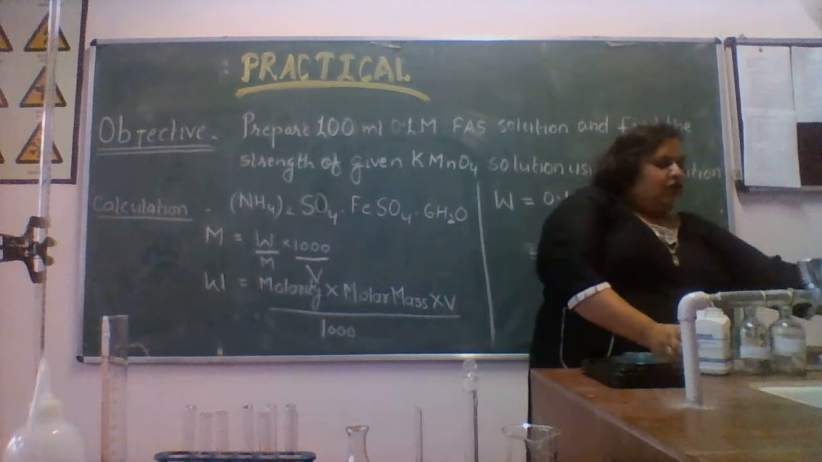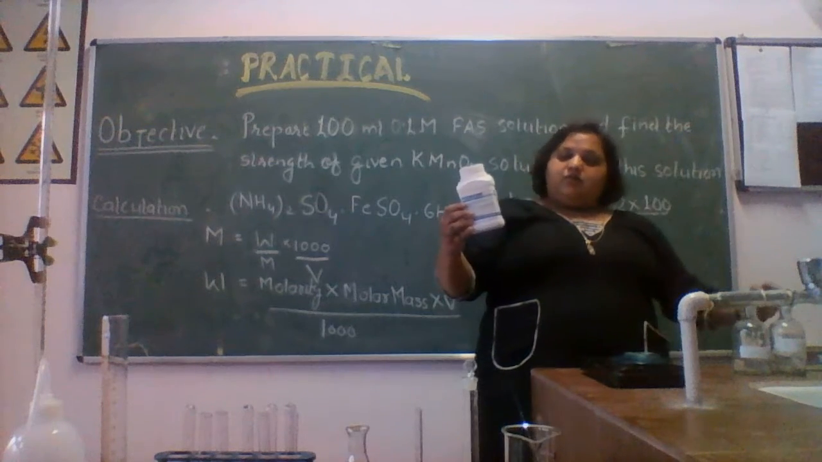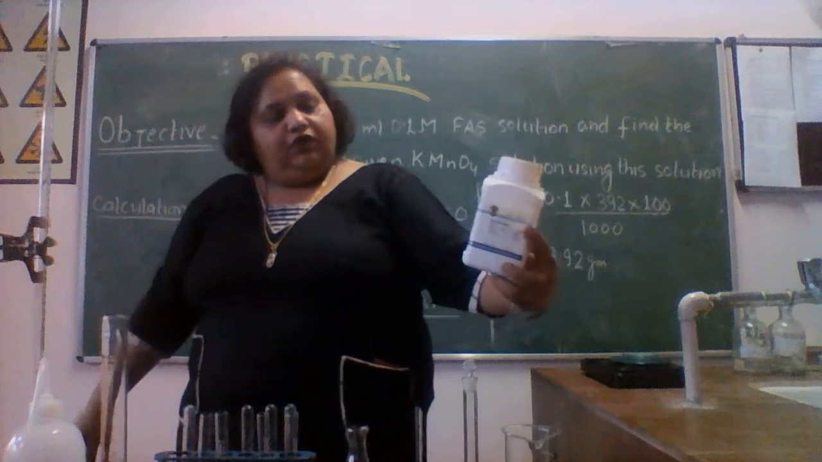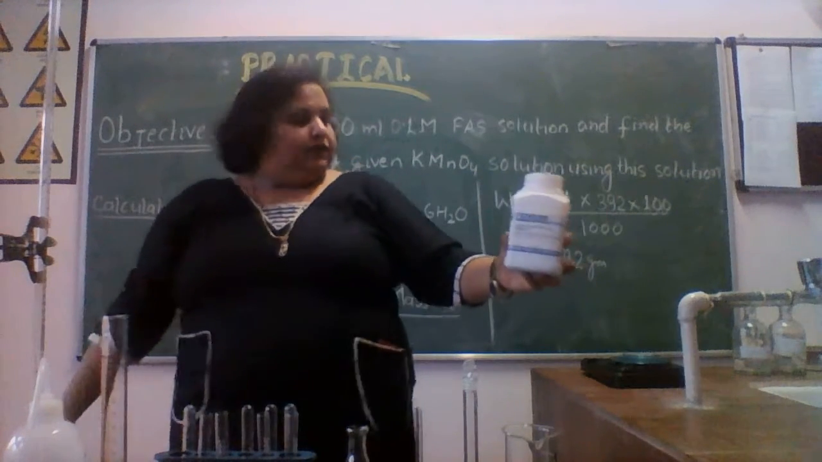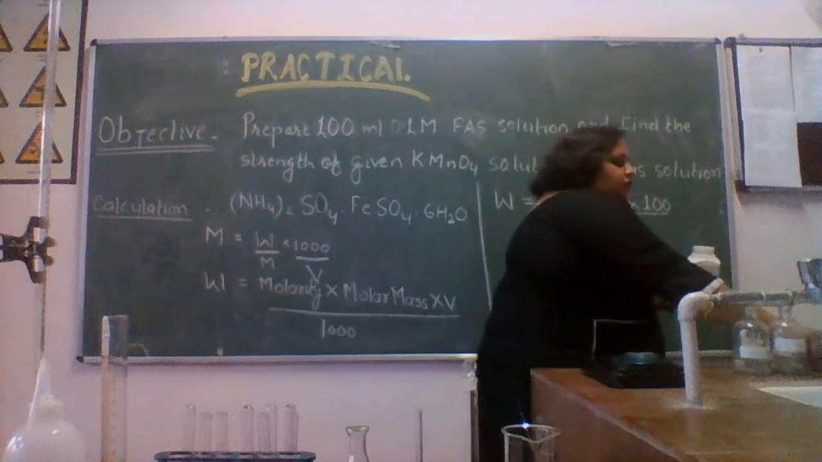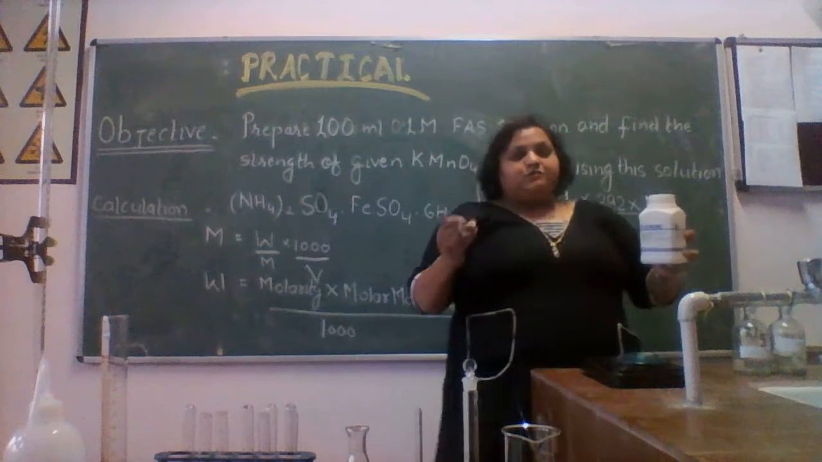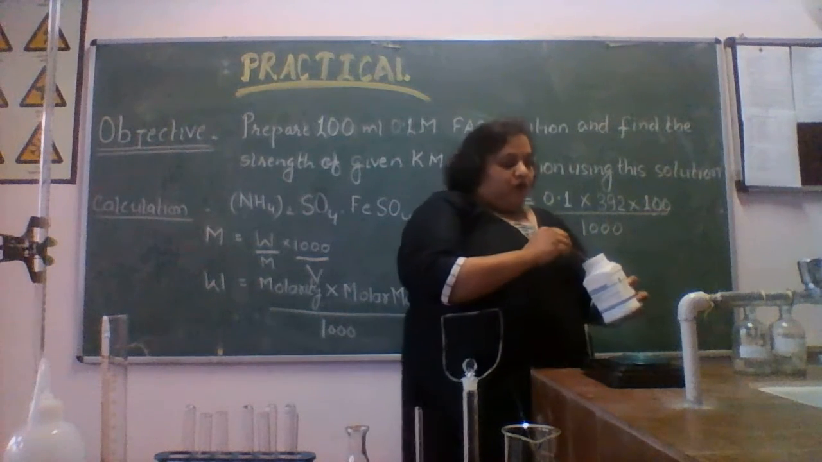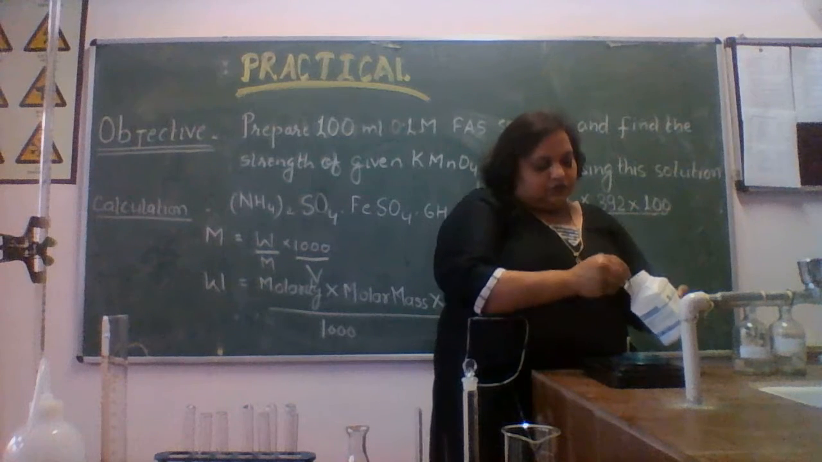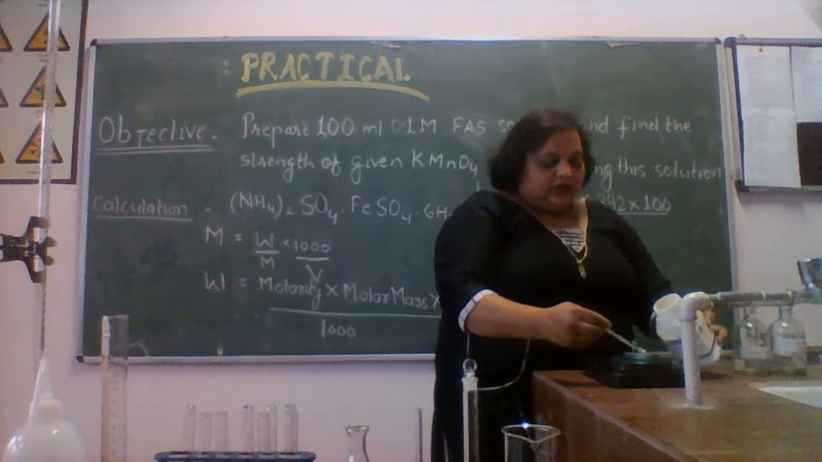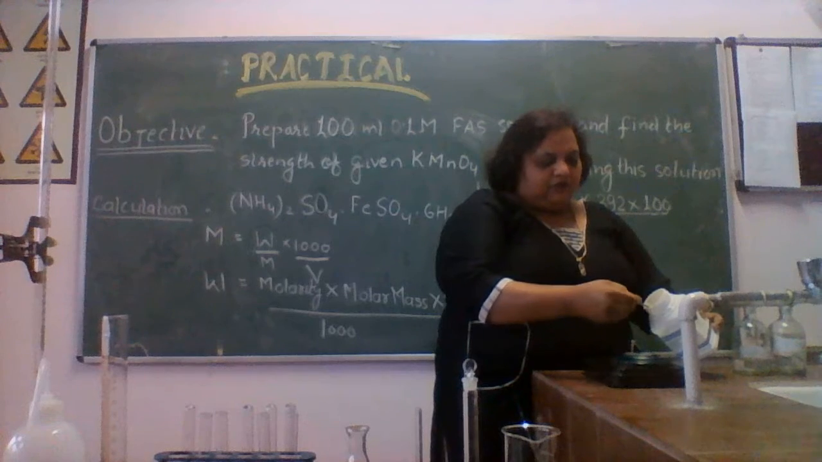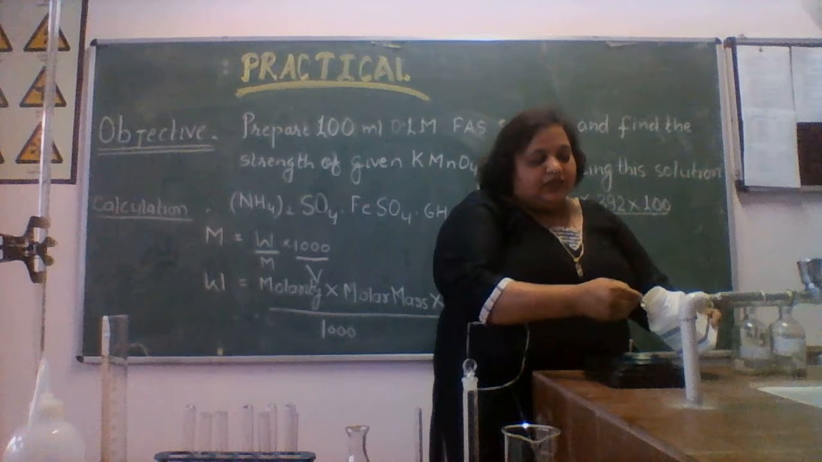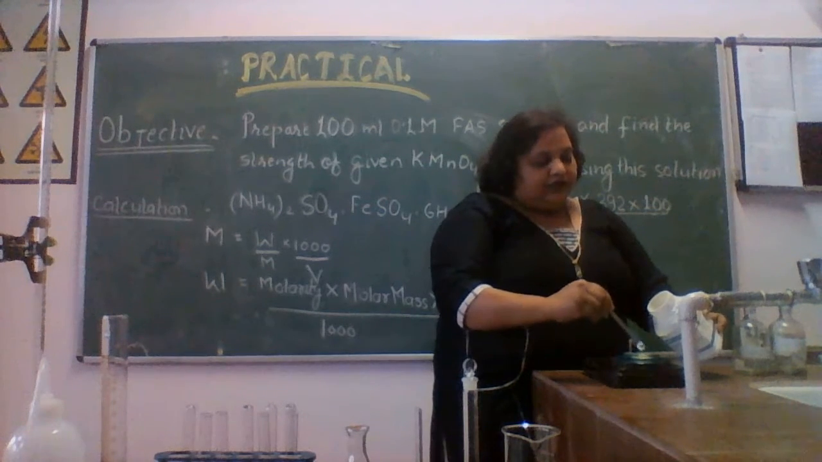Dear students, you can see this is the ferrous ammonium sulfate, right? Some specifications are written over here, right? Now with the help of the spatula, this is the spatula, I am going to take the 3.92 gram of this ferrous ammonium sulfate. In the beginning, a little bit fast you can do, but at the end you have to be very careful. Just by one crystal the weight changes.